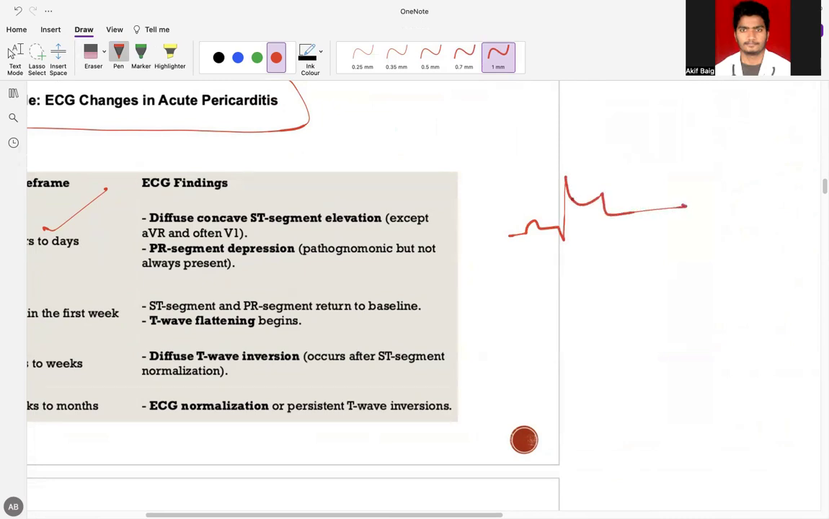You can see here, this is a concave type of ST elevation, which is a common thing seen here. Whereas MI usually has this type of elevation, which you can see is the convex type, whereas pericarditis has a concave type of ST segment elevation.